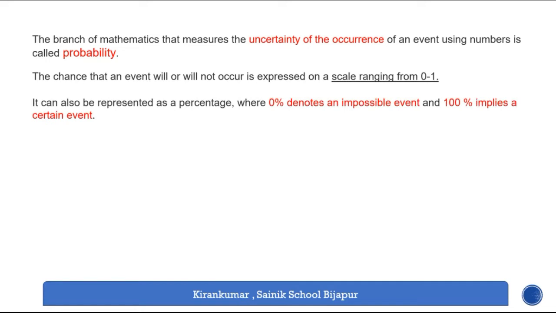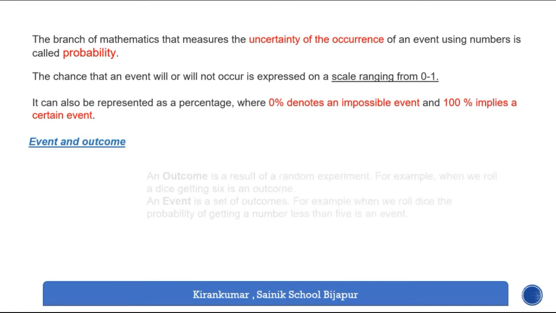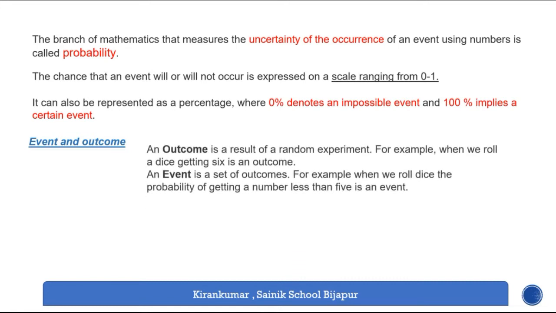Then what does event or outcome mean? An outcome is a result of a random experiment. For example, when we roll a dice, getting 6 is an outcome. An event is a set of outcomes. For example, when we roll a dice, the probability of getting a number less than 5 is an event. Likewise, we can define so many events. You need to note that an event can have a single outcome.